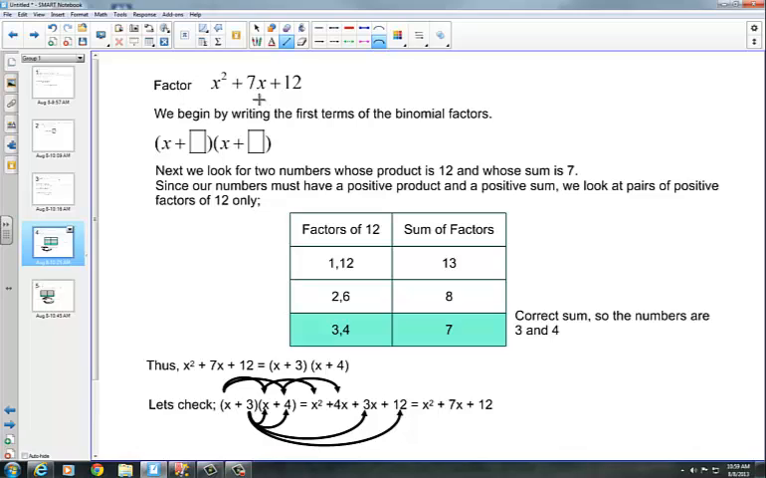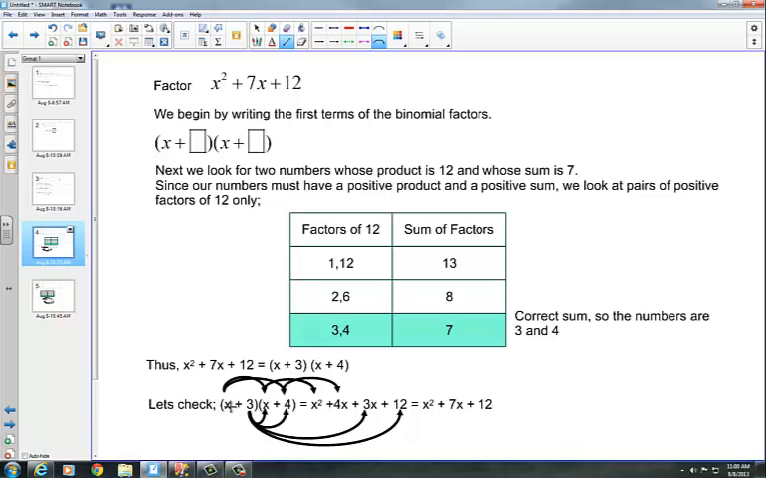Let's factor x squared plus 7x plus 12. We begin by writing the first terms of the binomial factors, (x plus a number)(x plus a number). Next, we look for two numbers whose product is 12 and whose sum is 7. Since our numbers must have a positive product and a positive sum, we look at pairs of positive factors of 12 only. Factors of 12 are 1 and 12, 2 and 6, 3 and 4. If we sum the factors, 1 and 12 is 13, 2 and 6 is 8, 3 and 4 is 7. That's the correct sum, so the numbers are 3 and 4. Thus x squared plus 7x plus 12 equals (x plus 3)(x plus 4).